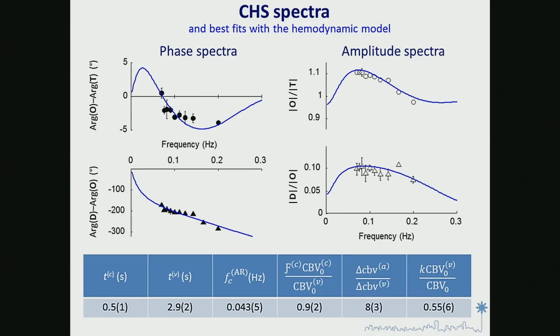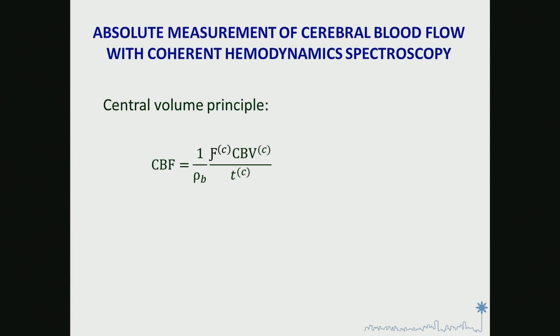But let me focus now on TC, the mean capillary transit time. This now can be translated into an absolute measure of cerebral blood flow. The way it is done is by using the central volume principle, where cerebral blood flow is given essentially by the capillary blood volume divided by the capillary transit time. 1 over rho b, where rho is the density of brain tissue, is just there to convert CBF into the standard units of milliliters of blood per 100 grams of tissue per minute. Rho is about 1. It's typically 1.04, 1.05 grams per milliliter.